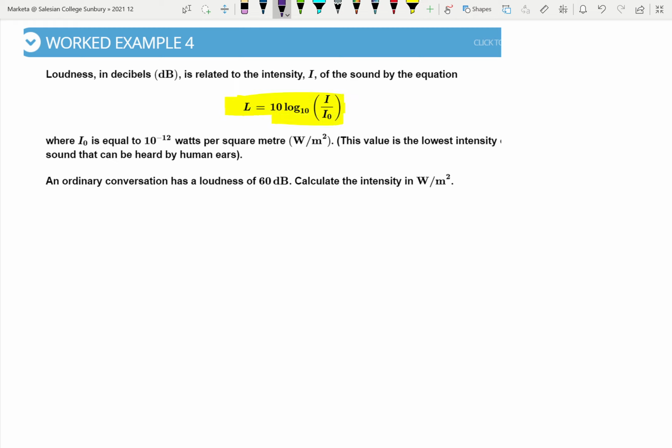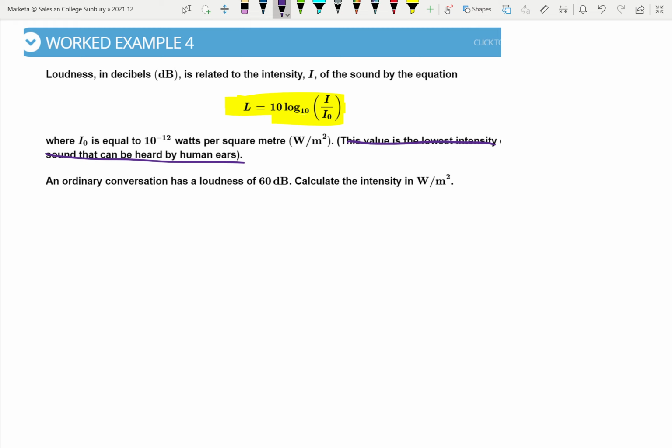And they're saying where I0 is equal to 10 to the power of negative 12 watts per square metre. And this value is the lowest intensity of sound that can be heard by human ears. Right, that's not really too important for us to consider in the equation, just some added information there. An ordinary conversation has a loudness of 60 decibels. Calculate the intensity in watts per metre squared.